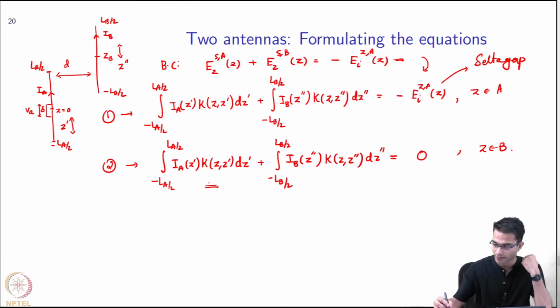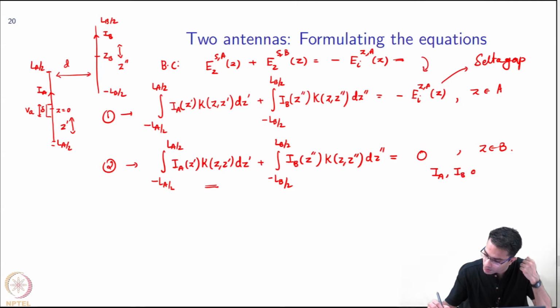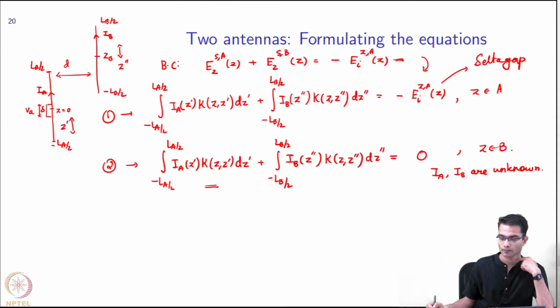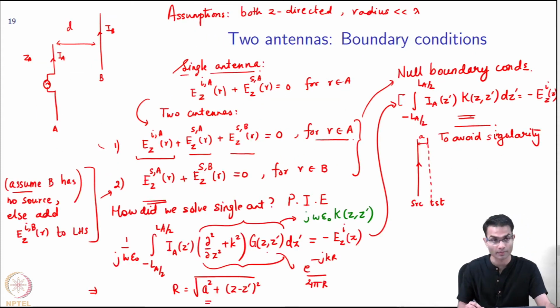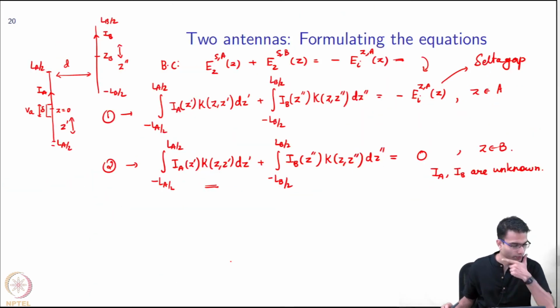So IA, that is what I want to find out. IA and IB are unknown. K is Green's function with this operator. Remember, d by dz square plus k square acting on G, that is what is my K. It looks complicated, but it can be evaluated. So we are almost there.